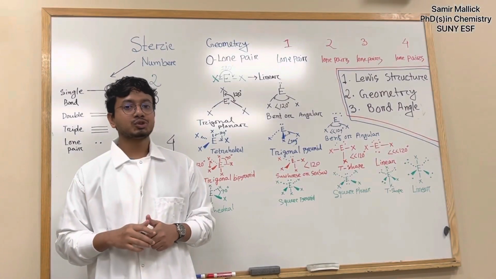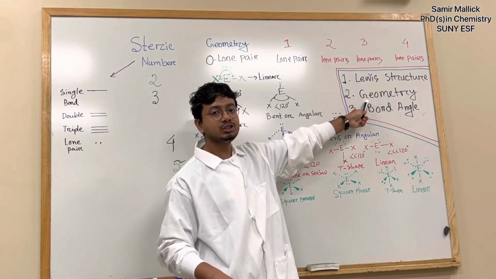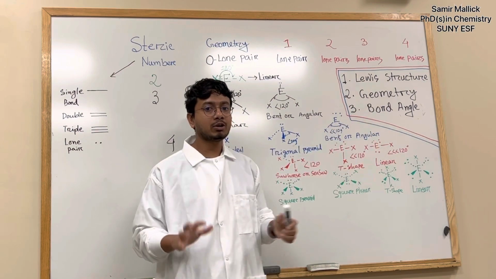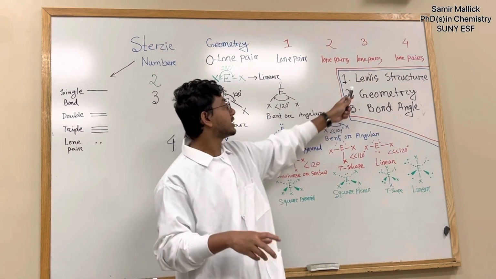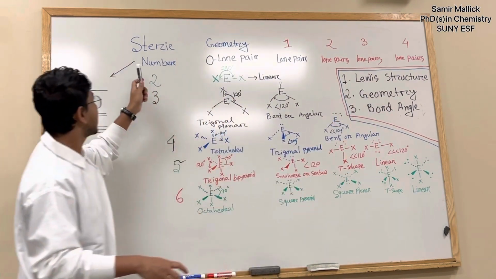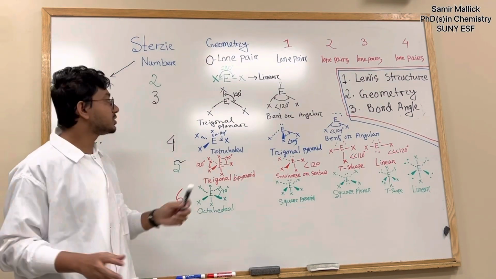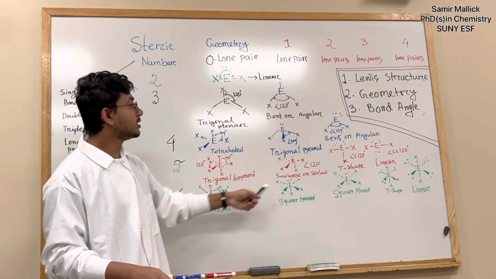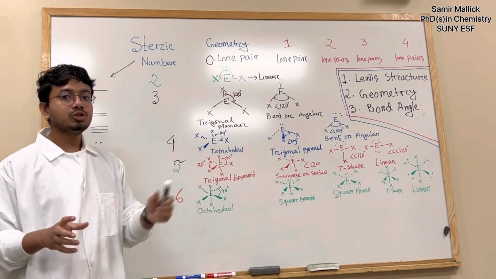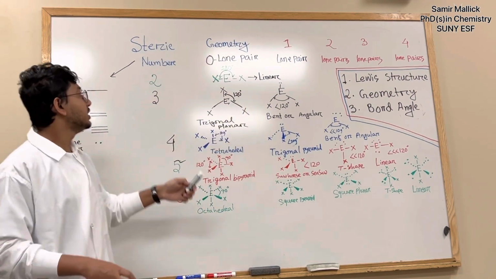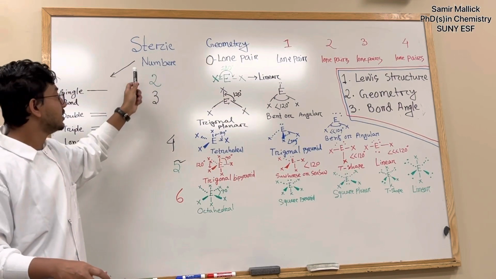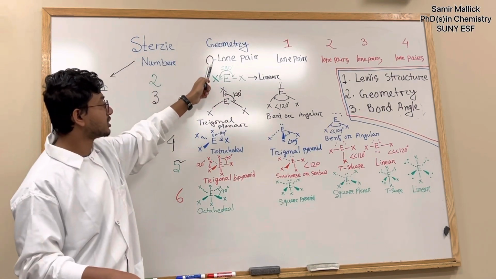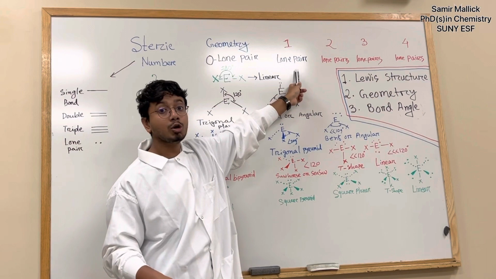In today's video, I am going to show you the Lewis structure, geometry and bond angle of a compound. To determine the Lewis structure, you need to count the steric number. You can also see that I drew a lot of structures on the whiteboard, so this is just a common concept. Before going to the Lewis structure, you need to know the steric number. Then we will go to the geometry and the effect of the lone pair.